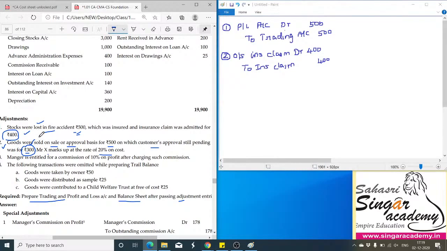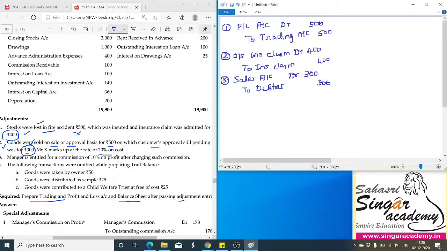What is the journal entry for this? Sales, reversal of sales. So sales account debit to debtors. It is not a sale because approval is still pending, so we should consider this as not being a sale. 300.